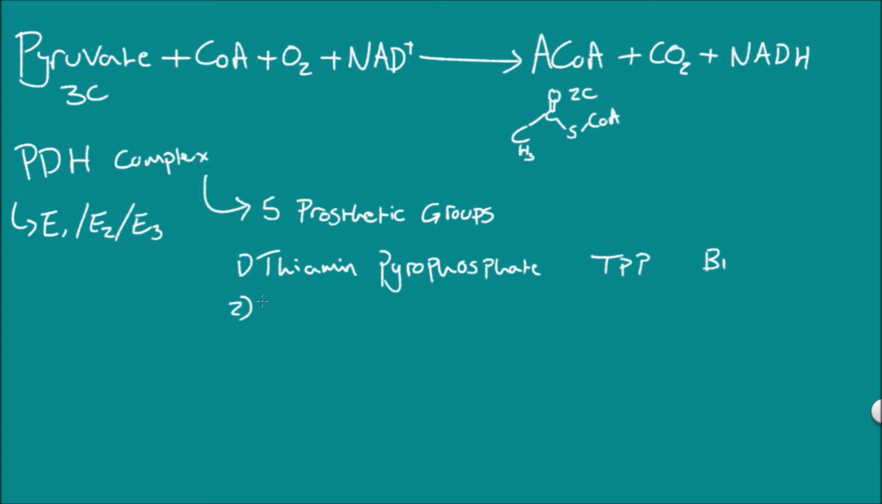Swiftly moving on to our second group, we have flavin adenine dinucleotide. This is shortened to FAD. You may notice the flavin bit also sounds familiar, as that comes from riboflavin, vitamin B2.